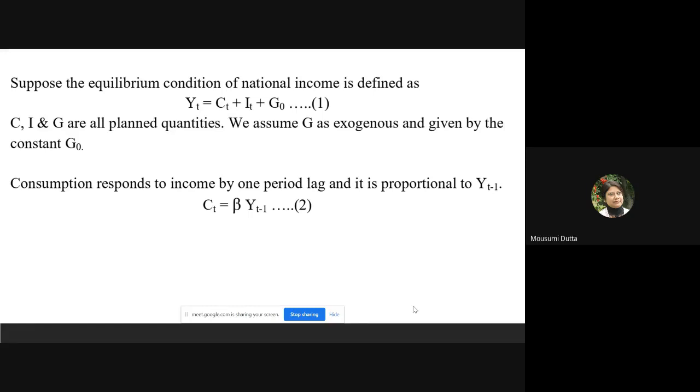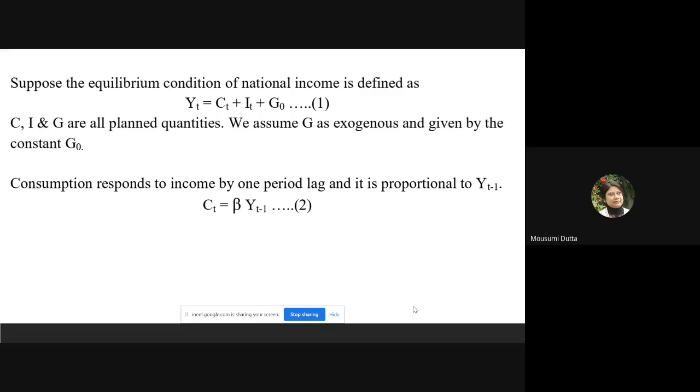So keeping in mind the idea of the acceleration principle as well as the notion of multiplier, I'm stating the national income identity. The national income identity is presented as Y_t = C_t + I_t + G_0. So income in period t is equal to consumption expenditure in the t-th period, investment expenditure in the t-th period, plus government expenditure.